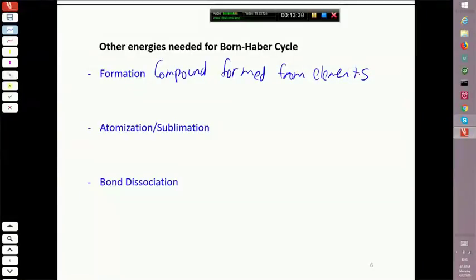And so for potassium chloride, which is the example we started working through already and we're going to finish up now, the formation enthalpy is defined as the formation of the compound from its elements, and it's going to be 1 mole of compound, as we said.